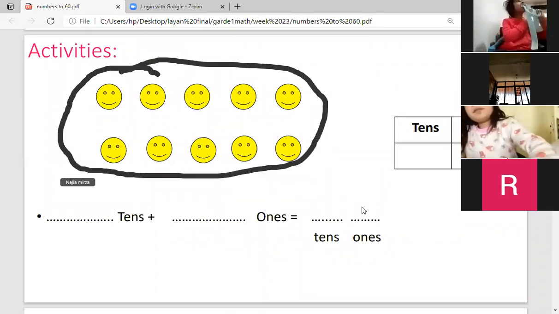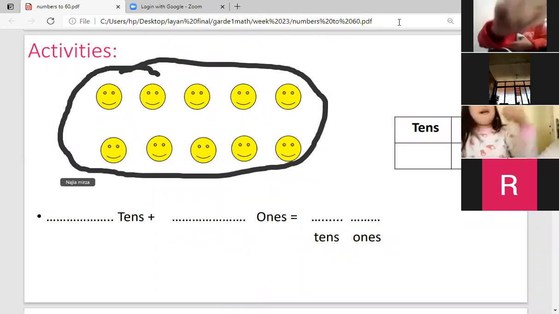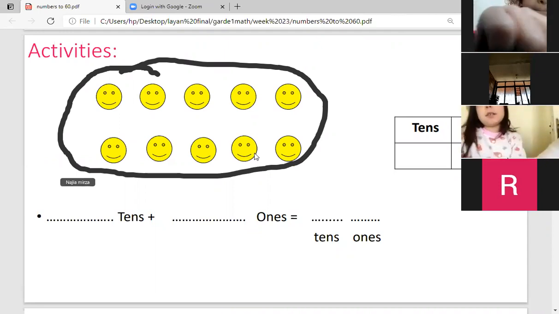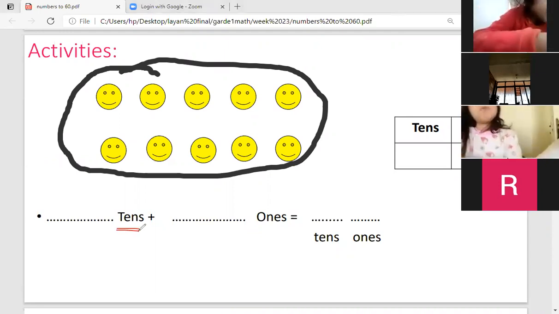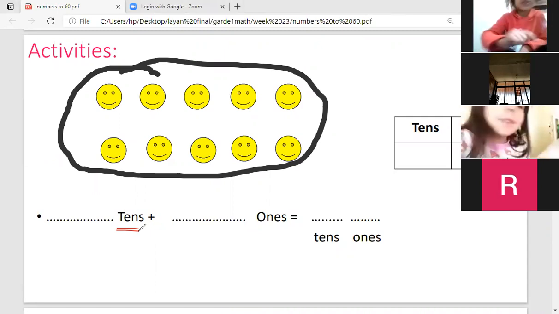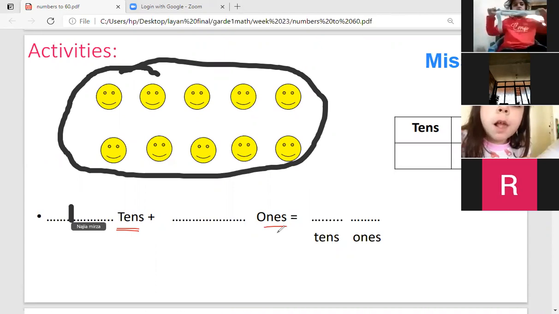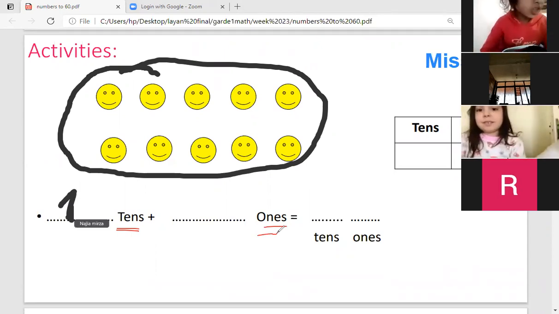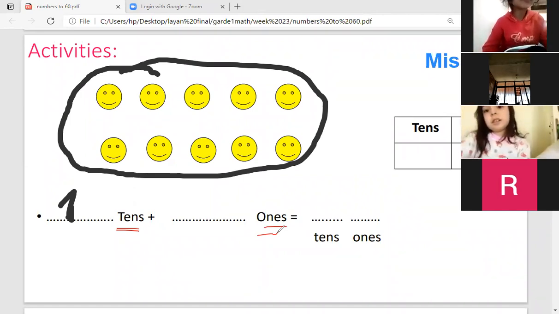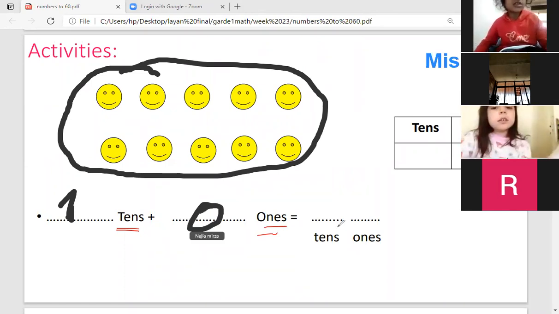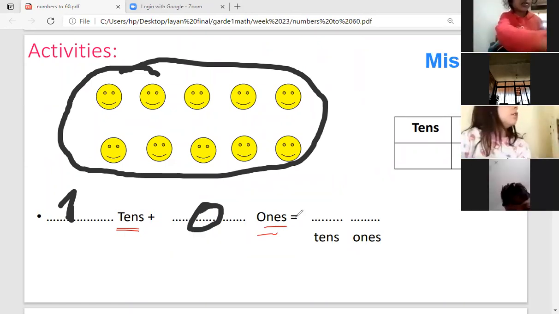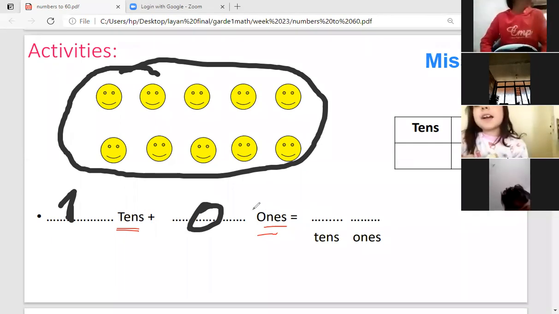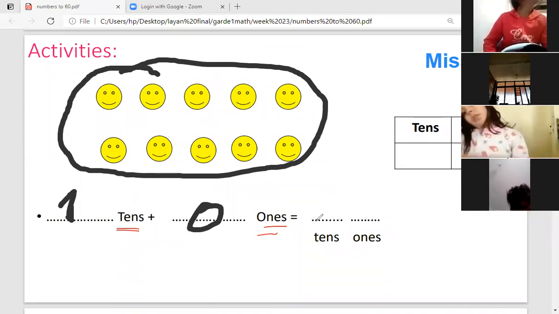Okay, now how many tens do I have? How many groups of tens? One. One, excellent, right, one. Super girl, Najia. Okay, how many ones do I have outside the circle? Zero. Excellent, write zero. So one, zero. Ten. Right, ten.